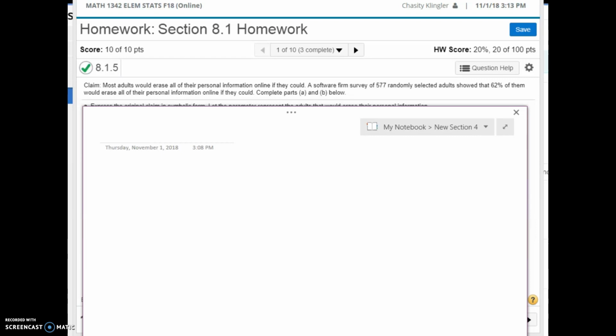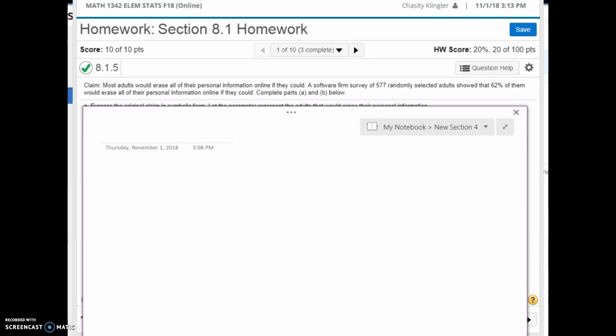So, if you look at your 8-step hypothesis testing, this is basically the first 3 steps. And you're going to do these 3 steps the same way, whether you're going to do the p-value method or the critical value method. So your claim is just the claim that they make. So I'm going to look at number 1 on 8.1 homework.